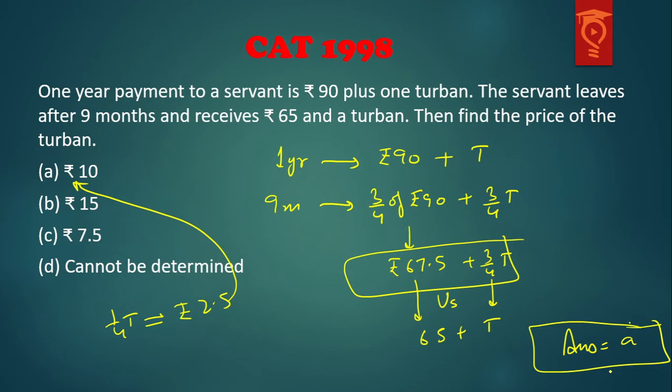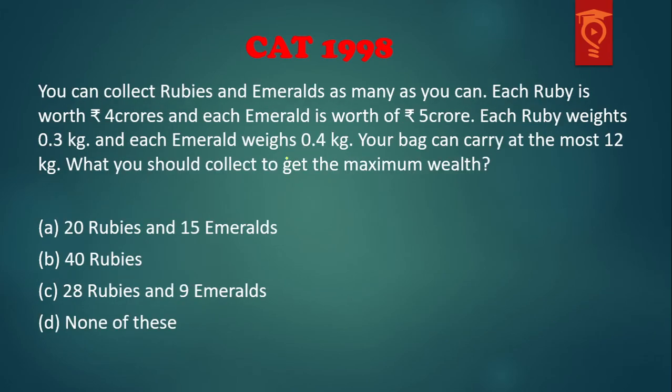Last question of the video. So this question came in CAT 1998, and you can see that rubies weigh less and are worth less. Not worthless, they are worth less. Okay, emeralds weigh more and they cost more also. So this makes the question a little difficult to judge for beginners at least.